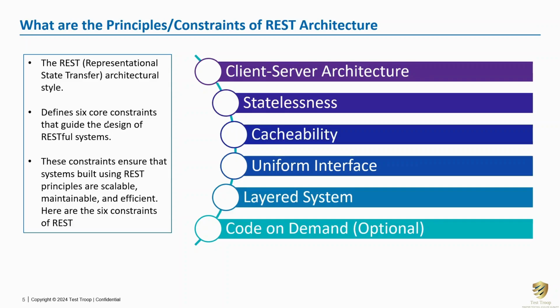REST defines 6 core constraints or principles that guide the design of a RESTful system. These constraints ensure that systems built using REST principles are scalable, maintainable, and efficient. The 6 constraints are client-server architecture, statelessness, cacheability, uniform interface, layered system, and code on demand, which is an optional constraint. We will discuss each of these topics in depth in a coming session.